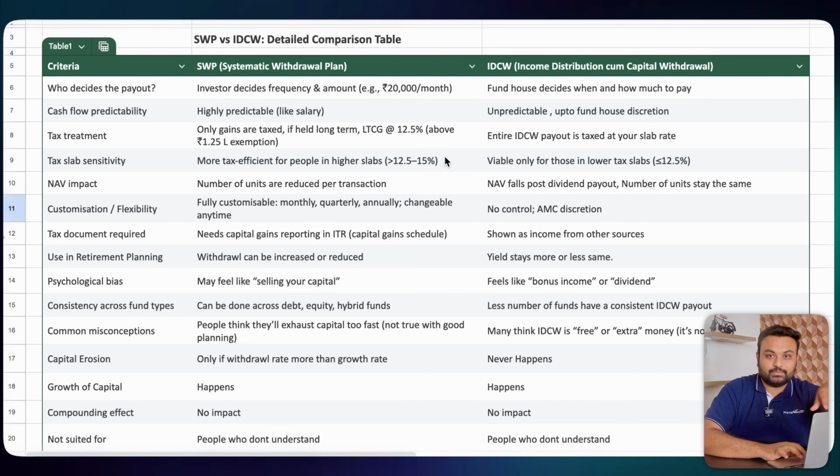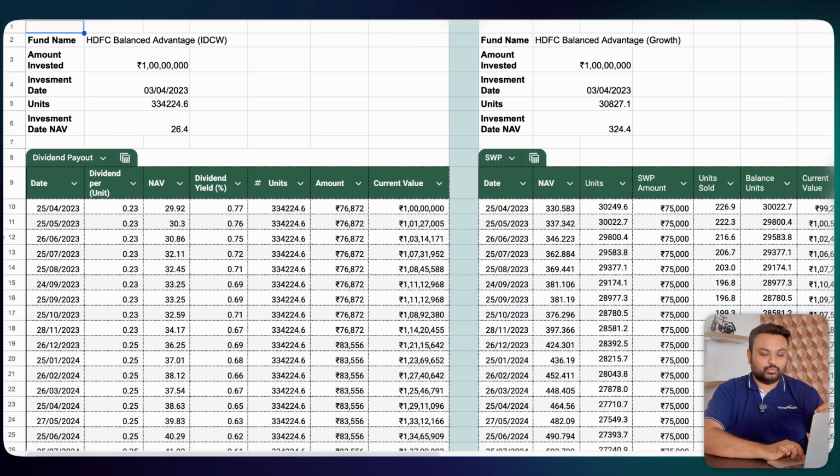But the whole purpose of this video is to first give you a clear clarification of what SWP is and how it compares to IDCW. And in the second part, I want to show you real numbers of a mutual fund and how these two options differ in case of an exact mutual fund. This is the first table that I'm going to show you. And then I'm also going to show you a whole mutual fund Excel workout from where you will be able to understand the actual numbers and the actual returns that people end up making.